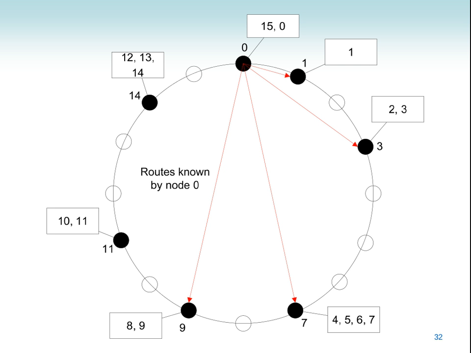And 8 doesn't exist. The next one along is 9. So in fact, these are the nodes that node 0 maintains routes to. In the previous approach, it maintains a route just to the next one along. In Chord, it maintains routes to up to 4 other nodes. The way that we work out which other nodes is that they should be 1, 2, 4, 8 positions away. But of course, if they don't exist, take the next node along.